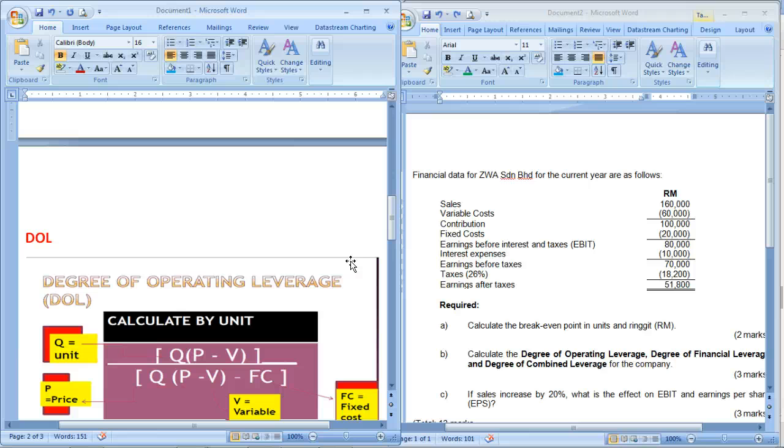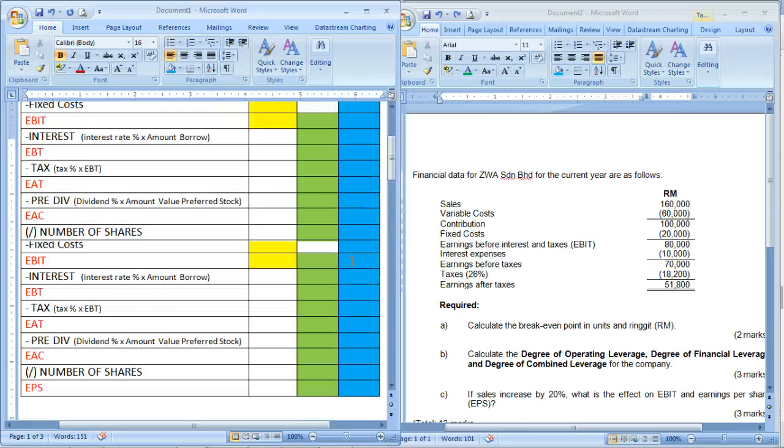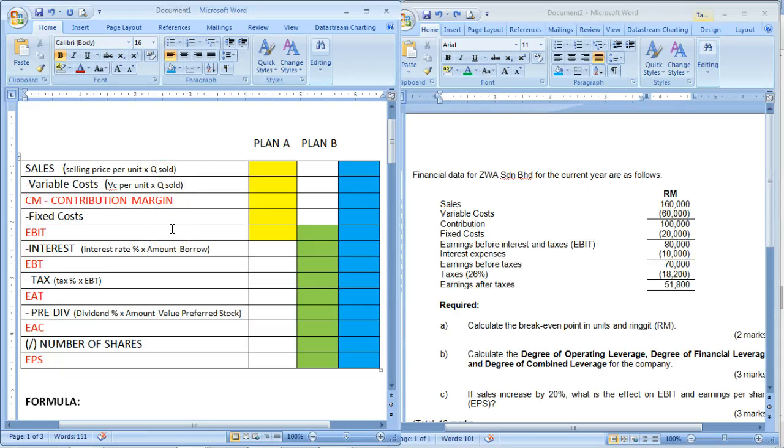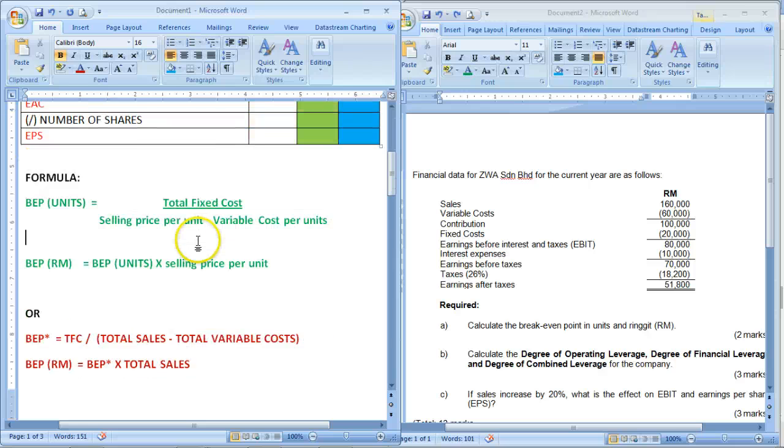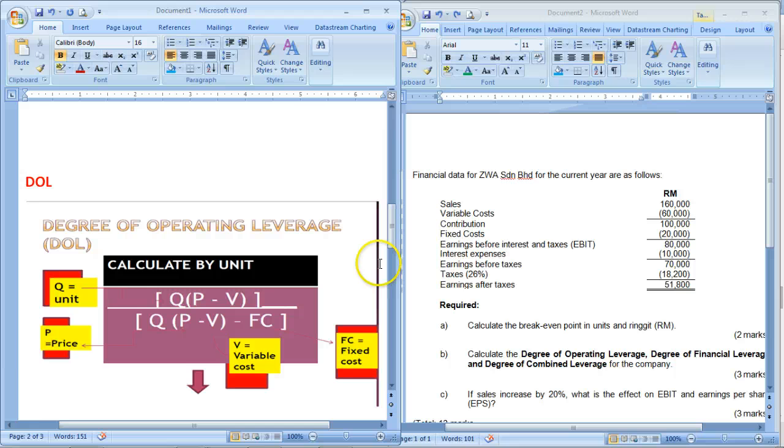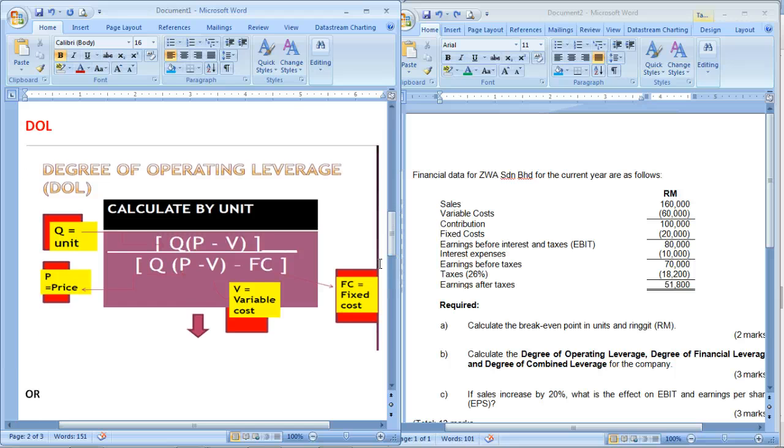So how do we want to calculate the impact? As I showed just now, when sales increase 10%, can I know what my EBIT is? Is it also an increase of 10%? You have to use what? Sales and EBIT? Use DOL. So this is the DOL formula. It's the same method. If the question provides you per unit, you can use this formula.